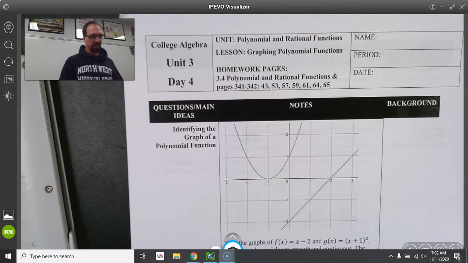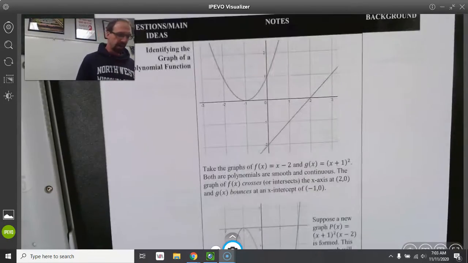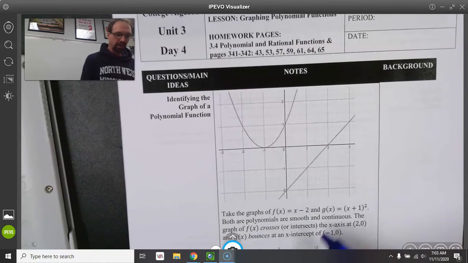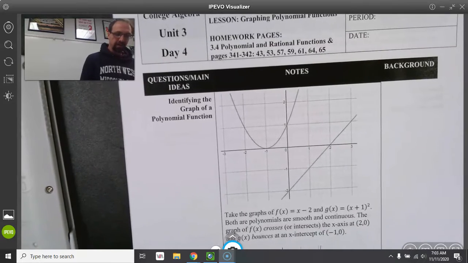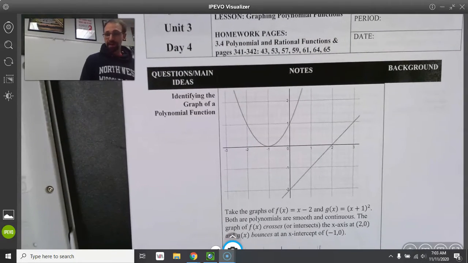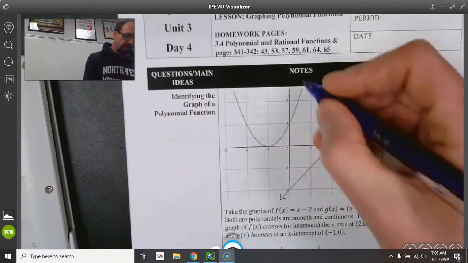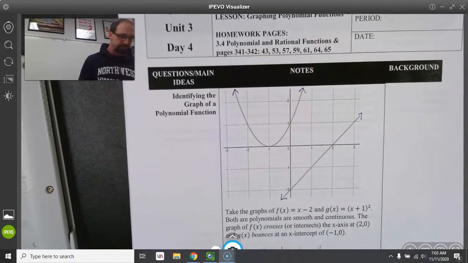With this specific example, on the very beginning page of your notes, it talks about the graph of x minus 2, so that's the linear part, and then the quadratic x plus 1 quantity squared. Both of these are polynomials because they are smooth and continuous, and this is talking about the shape of the graph. Just to note that these would go on forever in those directions as well.